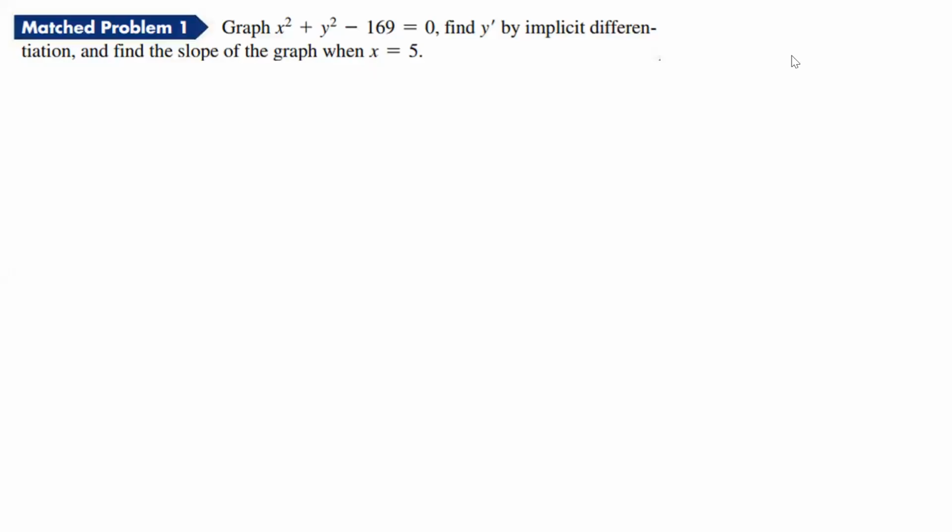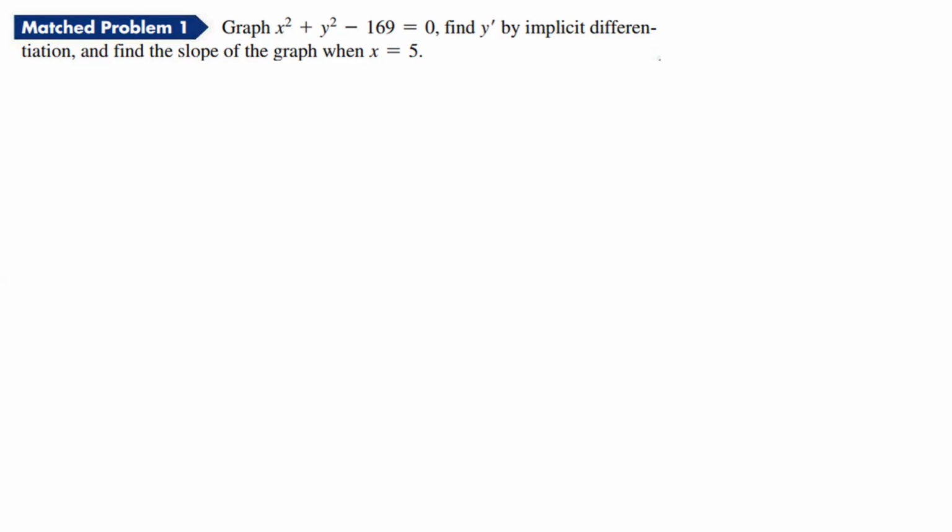All right, so our problem is we're supposed to graph x squared plus y squared minus 169 equals 0, then find the derivative of y by implicit differentiation, and then find the slope of the graph when x is equal to 5. All right, so many different things we have to do here.